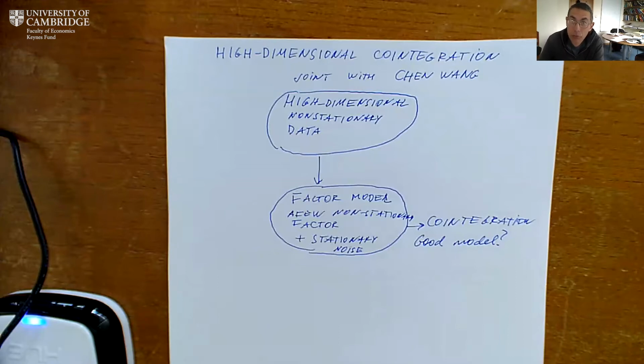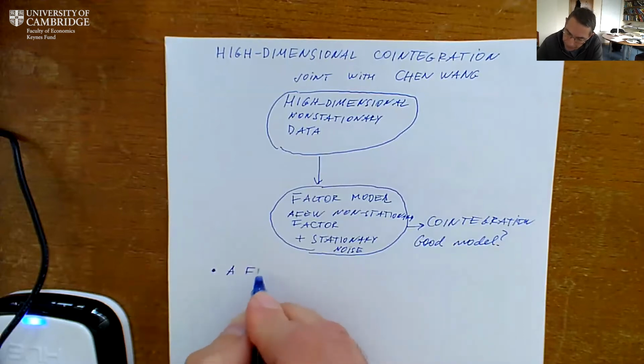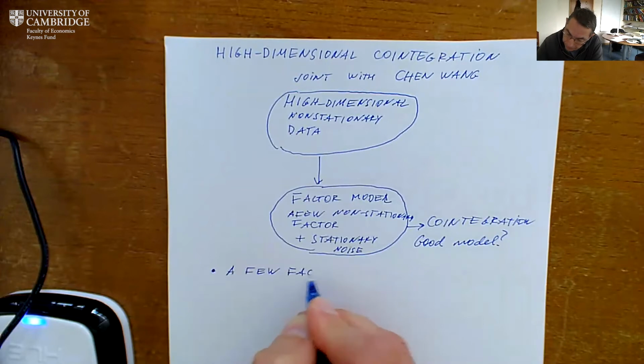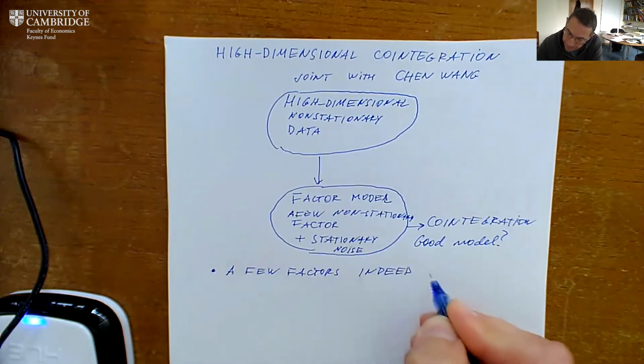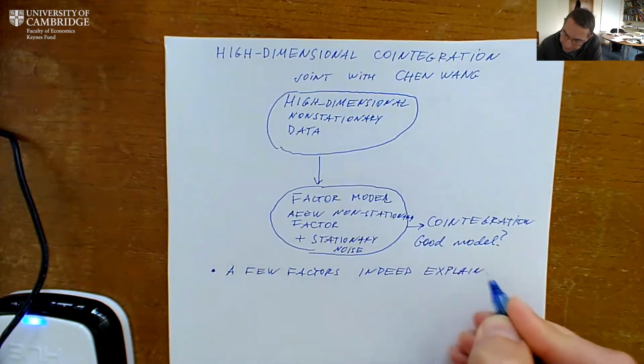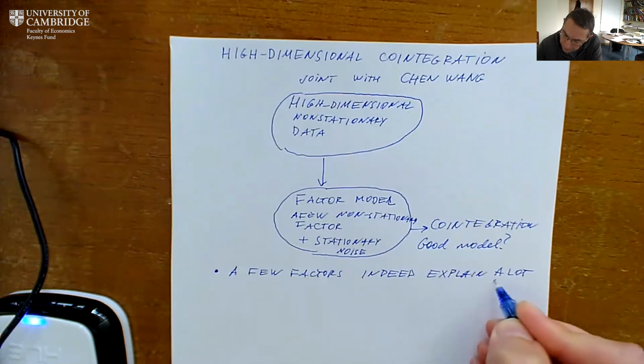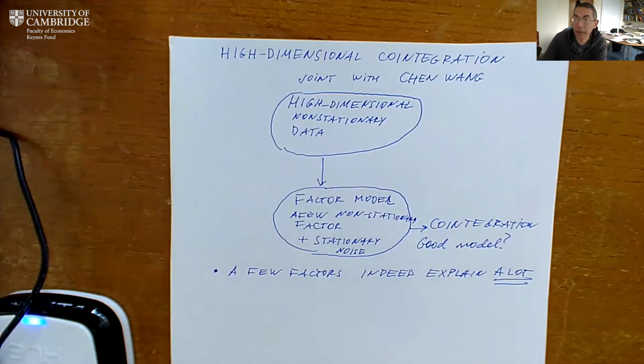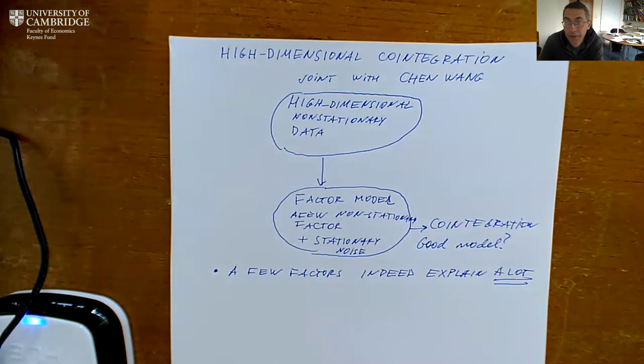There are two quite obvious arguments in favor of this model. The first one goes like this. A few factors indeed explain a lot of variation in the data. A lot. When I'm saying a lot, this is really a lot. Almost all variation in the data is explained, very often, by say 4 or 5 factors.